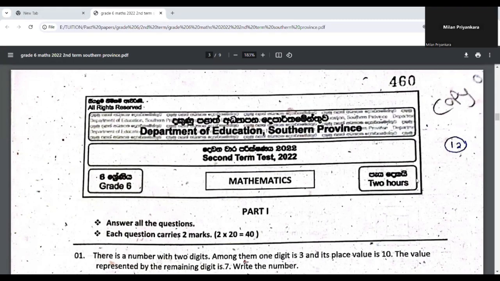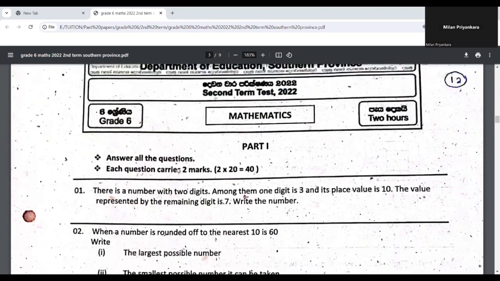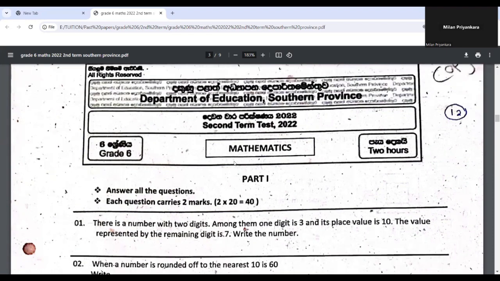Okay, students, this is the Southern Province paper, second term 2022. As I always say, you need to read the paper, especially the instructions, before answering any paper. So first you need to read this: answer all the questions, and each question carries 2 marks. This is part 1 of this paper, right?